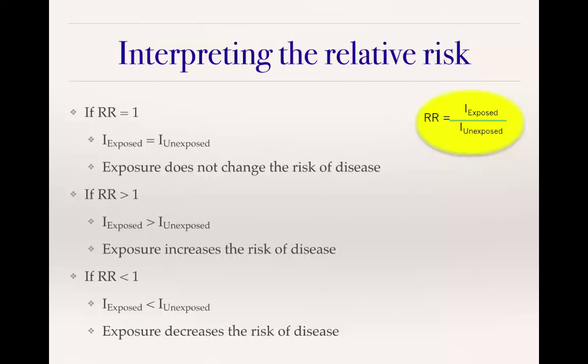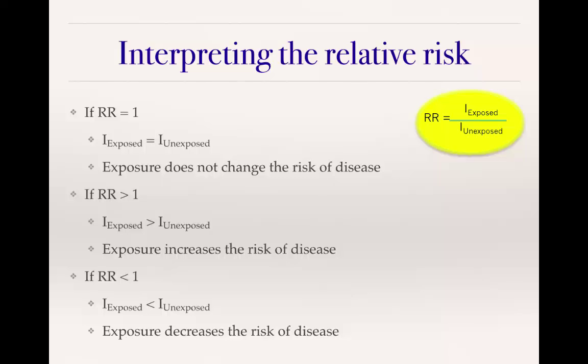Similarly, if the incidence in the exposed is greater than the incidence in the unexposed, we can say that exposure increases the risk of disease. And if the relative risk is less than 1, such as if the incidence exposed is less than the incidence in unexposed, we can see that exposure is likely to decrease the risk of disease. So it's always linked to one.